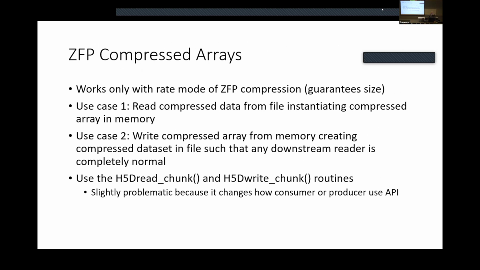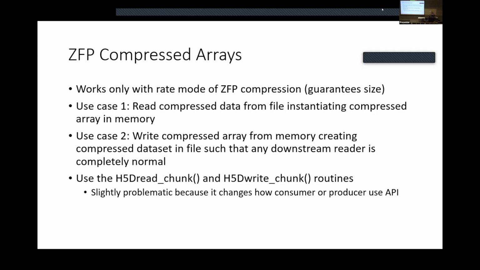And the only way you can do that is in ZFP's rate mode. But bottom line, if you've got compressed data on disk, you don't want to have to read it into memory, uncompress it, and then recompress it in memory so you can have a compressed array. You want to read the compressed data from file into memory without it being uncompressed.